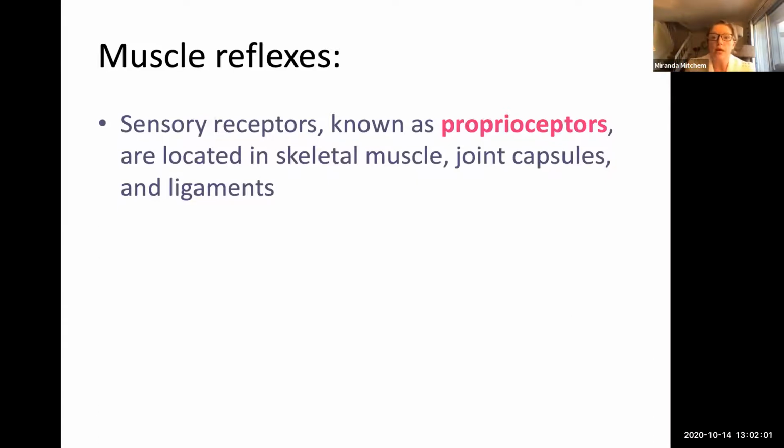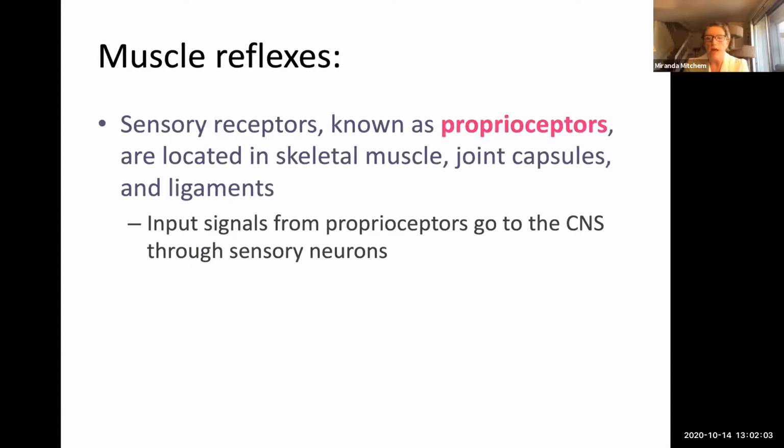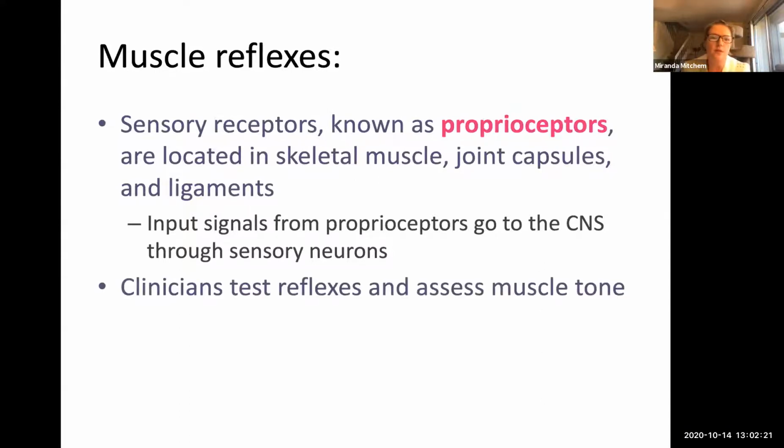Okay, proprioceptors. And these are able to pick up input and send it to the CNS. So in fact, proprioceptors are always sending information into the CNS. And what the CNS perceives is a change in frequency is really what happens with these.